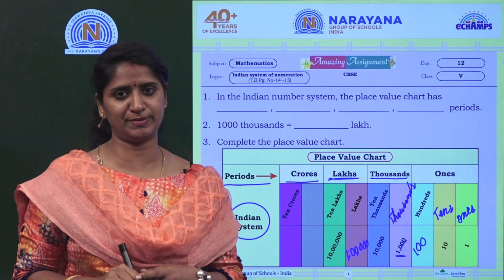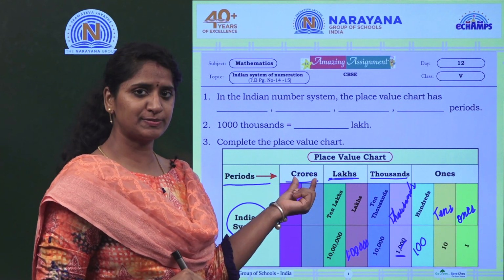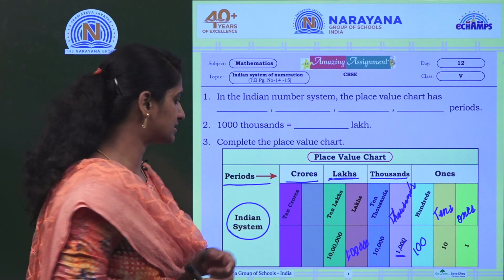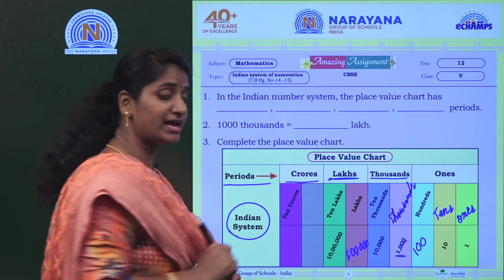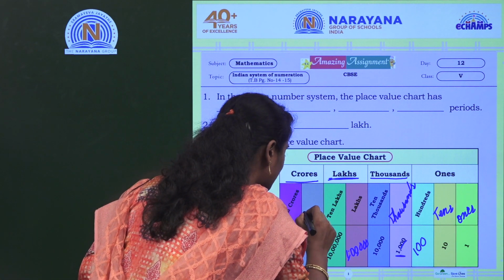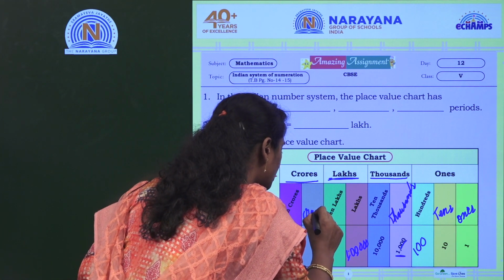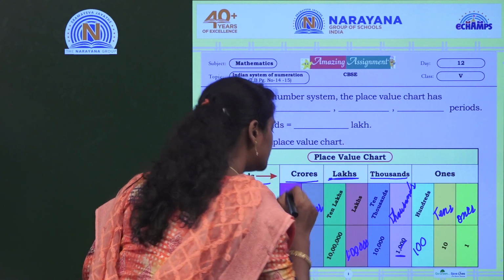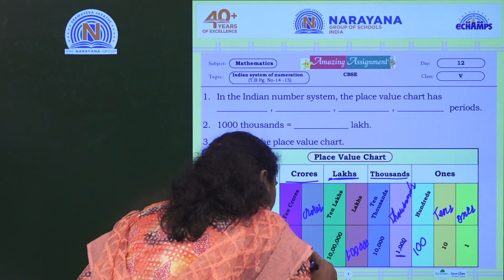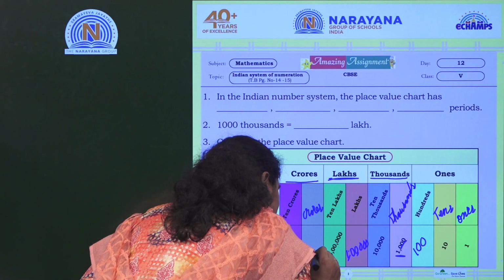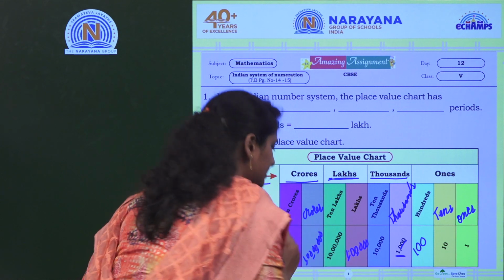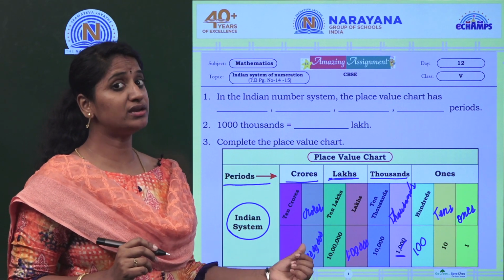The next, before the 10 lakhs period is which period? It is crores period. In crores period, how many places? So here in crores place, one is crores. The first place we will call it as crores. So the numeration of this crores is 1 after comma, then lakhs period, then thousands period, then ones period. So this is called 1 crore.